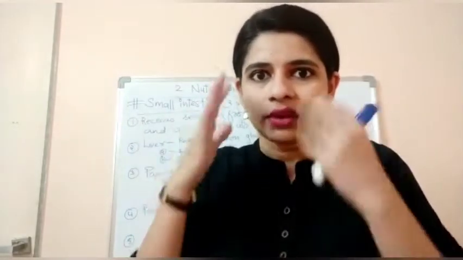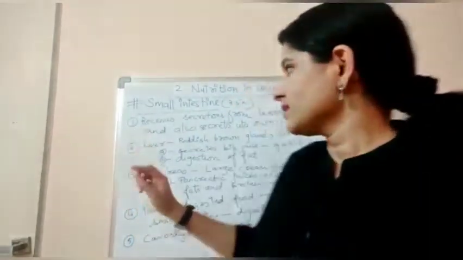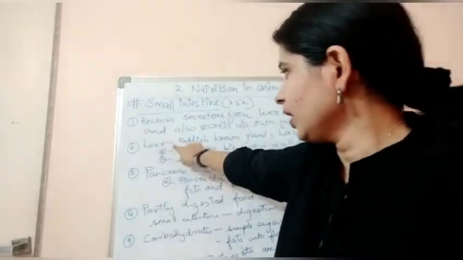as jaundice, where the body turns yellow. That is because liver doesn't function properly. Okay, that is the purpose of liver.